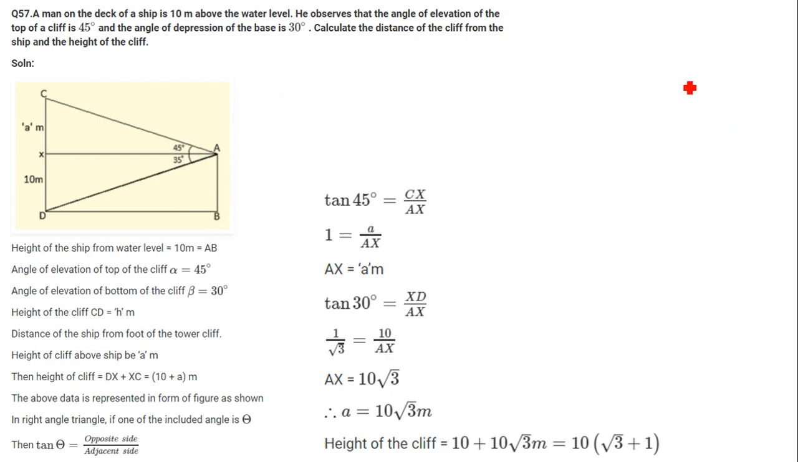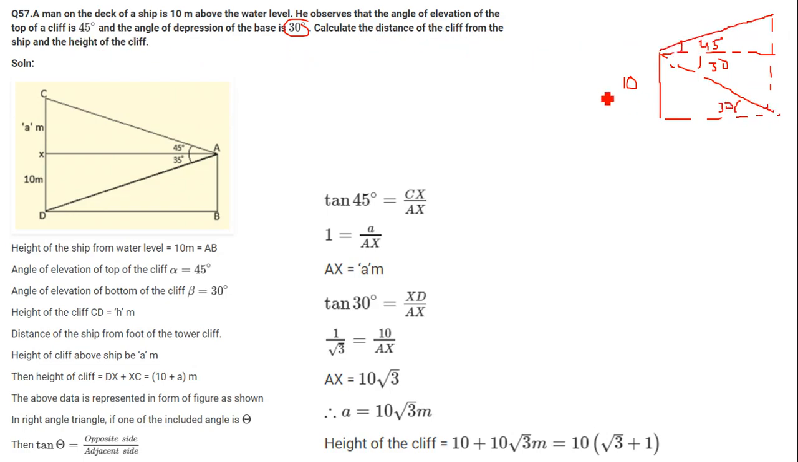So a gentleman is standing here. Let me show you what is happening. That guy is standing here and this is 10 meters. Now he looks up, so the angle of elevation of this cliff is 45 degrees. Now he looks down, so the angle of depression is 30 degrees. This is 30 degrees. This will be 30 degrees.